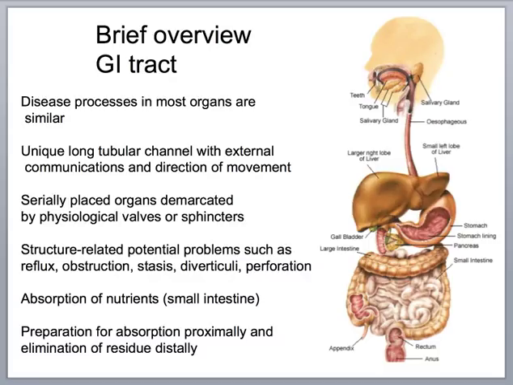Second thing is, I'll start off with a brief overview of the GI tract, and also for each new organ we encounter, I'll just briefly review the normal so that you have something for comparison as we move along through looking at images. So again, the reason why we went over the general pathology is because the disease processes in most organs are similar. So itis is itis. We'll just be attaching different names to it, like esophagitis or colitis.